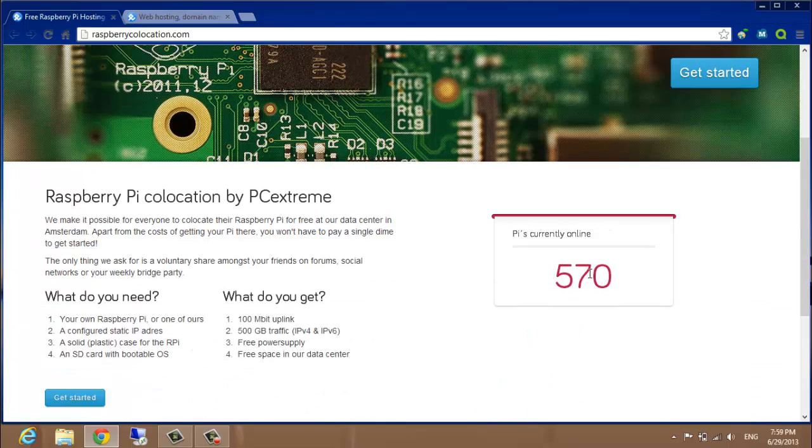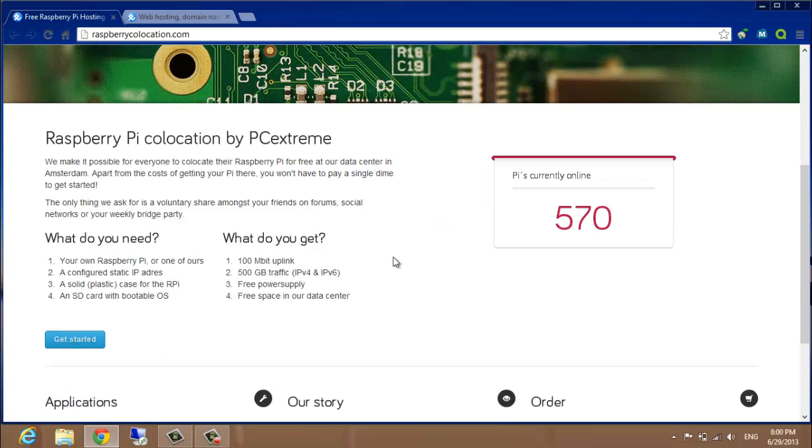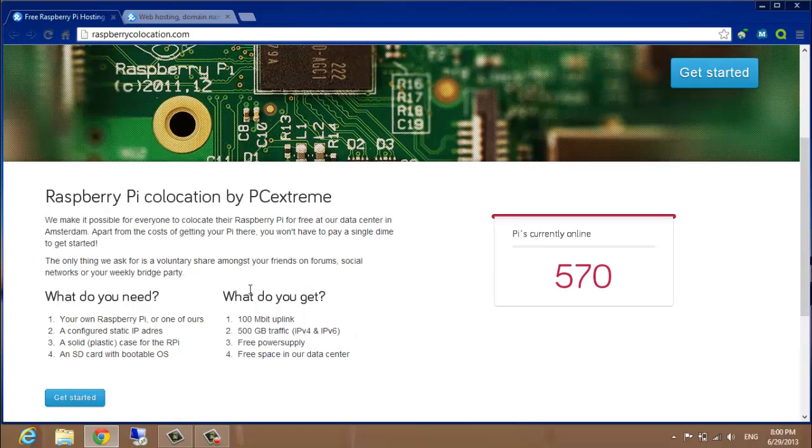So as we can see here, they've got 570 Pis currently online, and here's what we get. You get a 100 meg uplink connection, you get 500 gigabytes of IPv6 and IPv4 monthly traffic, you get a free power supply and free space in the data center. And you know, I don't know about you, but 500 gig, that is a lot. I don't think anyone would really use that up.